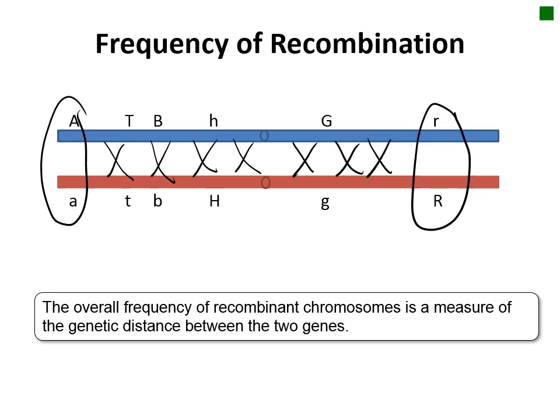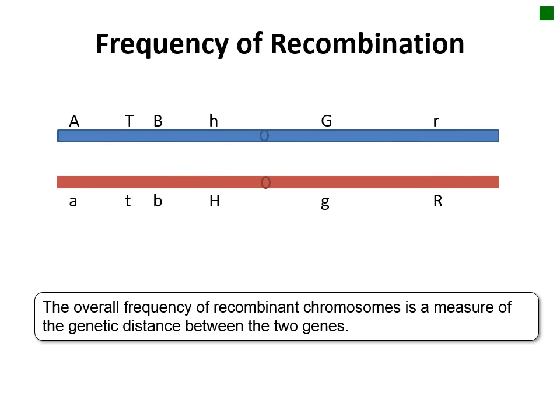In fact, genes that are very far apart, such as A and R, are often considered unlinked because the alleles are typically separated during crossing over. Alternatively, the genes may be found very close together, such as the T and the B genes.